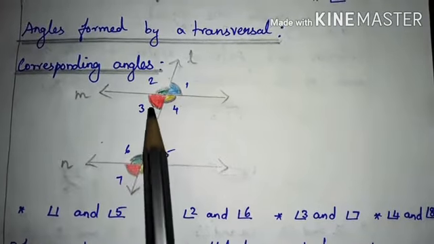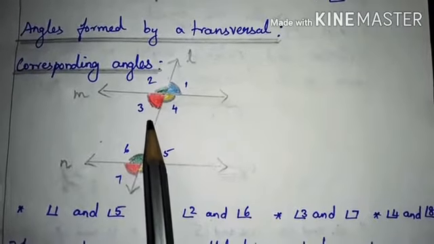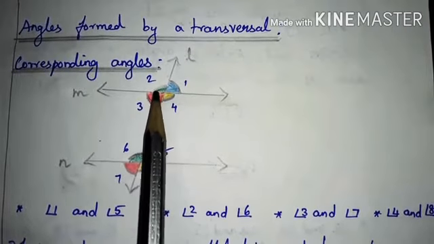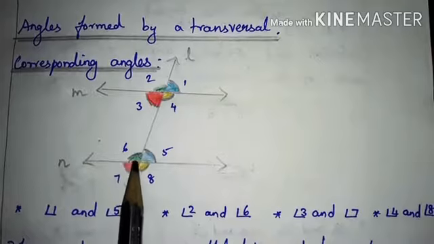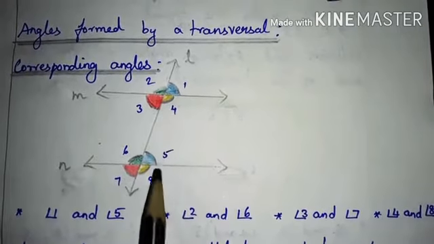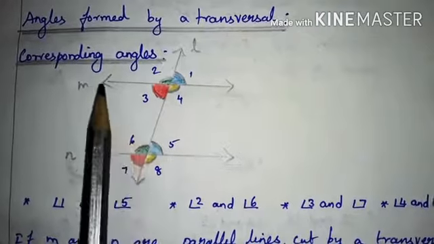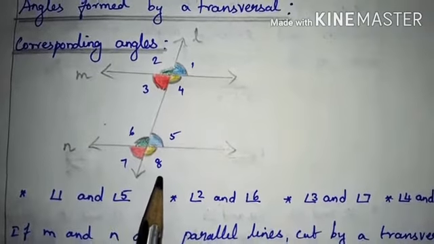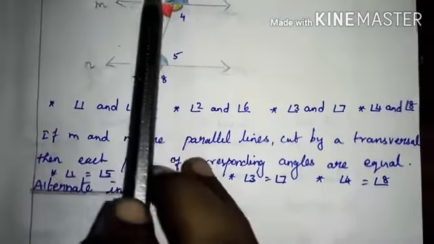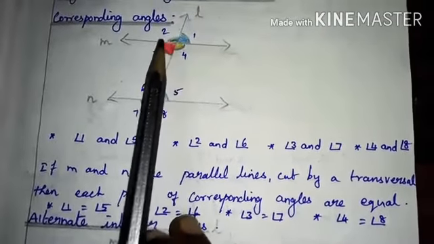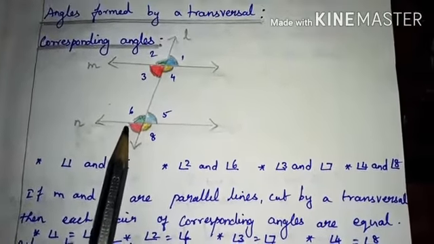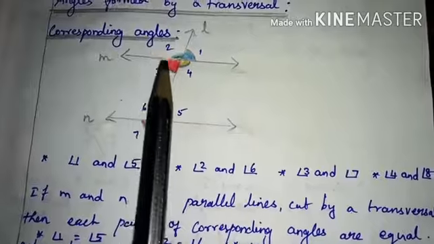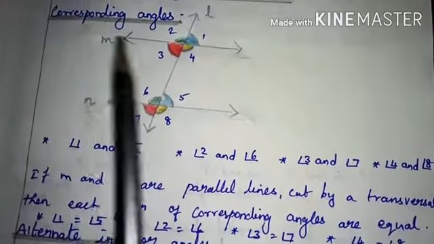Then observe the pair 3 and 7 which lie on the left hand side of the transversal, and angle 3 lies below the line M, angle 7 lies below the line N. Then 4 and 8 also lie on the right hand side of the transversal and below the line M and below the line N. So all these pairs of angles have different vertices, lie on the same side of the transversal, but lie one above or below the lines M and N. Such pairs of angles are called corresponding angles.